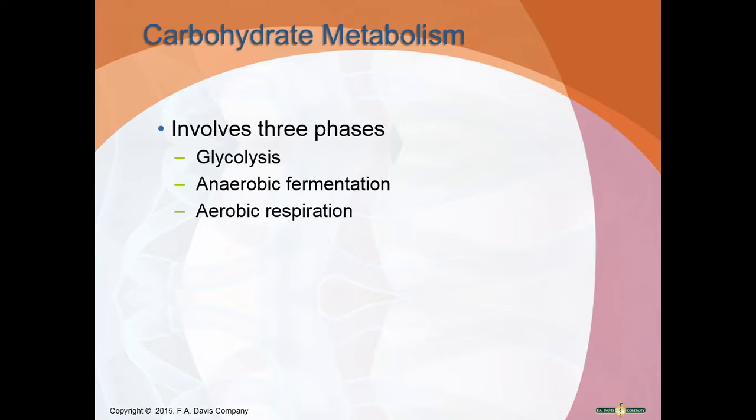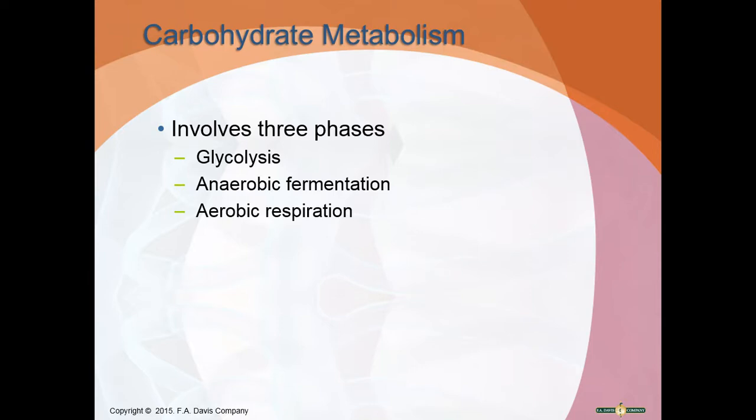So the carbohydrate metabolism involves three phases: glycolysis, anaerobic fermentation, and aerobic respiration. All ingested carbohydrates are converted to glucose, most of which is immediately burned as energy. If the body doesn't need the glucose for immediate energy, it stores it as glycogen or converts it to lipids. The primary goal of glucose catabolism is to generate ATP. This occurs in three phases: glycolysis, anaerobic fermentation, and aerobic respiration.